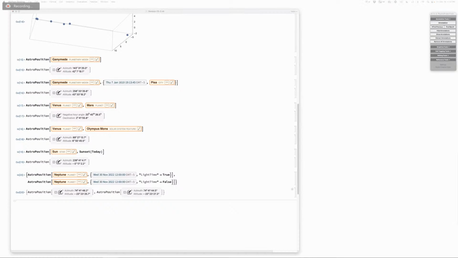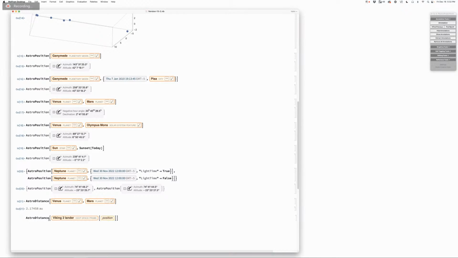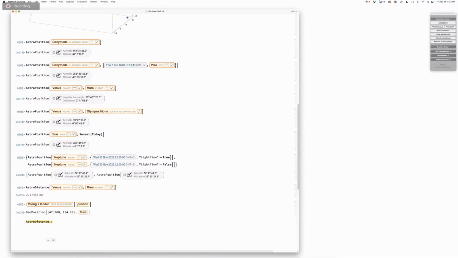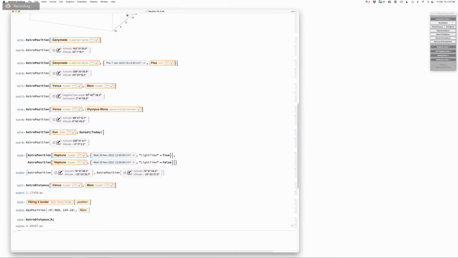Well, what can you compute from knowing where things are astronomically? One thing you can compute is how far apart are two things. So, for example, the astronomical distance between Venus and Mars, we can just go ahead and compute. We can compute the distance from us to some particular thing. So this is, for example, let's find out what this is. This is the position of the Viking 2 lander, and that's represented by a geoposition on Mars. And we ask what's the astro distance to that geoposition on Mars, and it will give us the result.